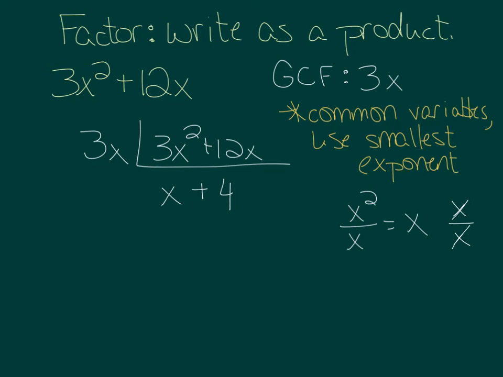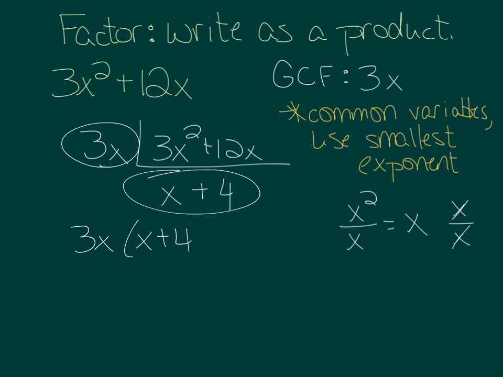So I look at this, do I have anything common to x and 4? No, so my answer is 3x, that's what I had out here, times what I get down here, x plus 4. If you were to do the distributive property to 3x times x plus 4, 3x times x is 3x squared, 3x times 4 is 12x.